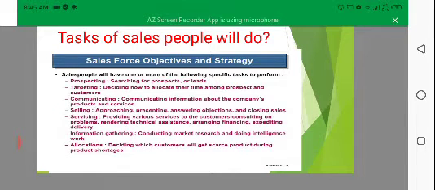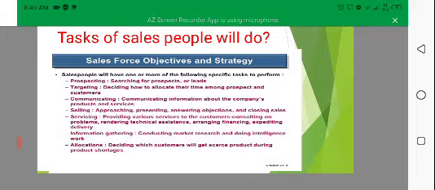So, what do the salespeople perform? The objectives and the strategies, as we discussed, are prospecting, targeting, communicating, selling, servicing, problem solving, information gathering, and allocations. These are the main tasks of the sales force for the companies. So prospecting is generating sales leads, identifying new customers. Targeting is defining how to allocate their time among prospects and customers.